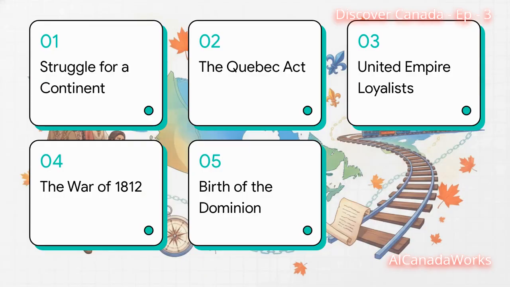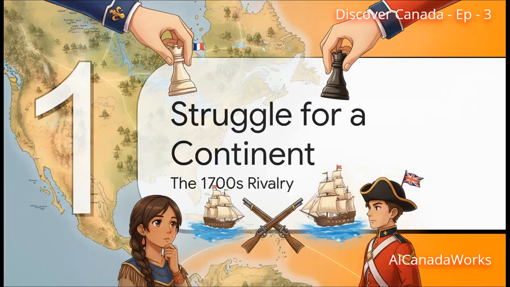Here is our roadmap for today. We'll be covering the struggle for the continent, the Quebec Act, the arrival of the United Empire Loyalists, the War of 1812, and finally, the birth of the Dominion. Let's start right off with our first major theme, the struggle for a continent.